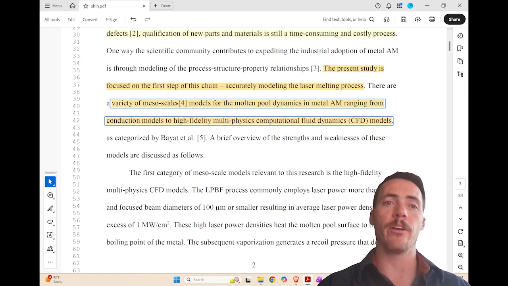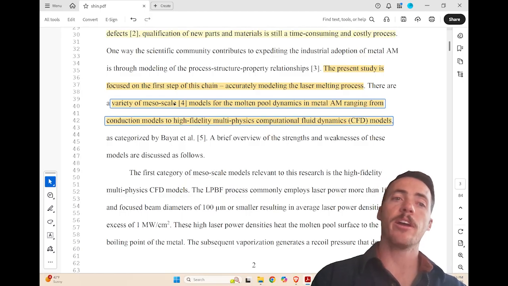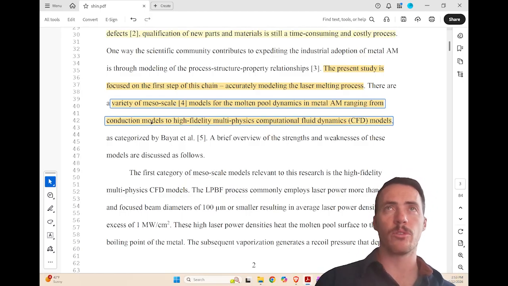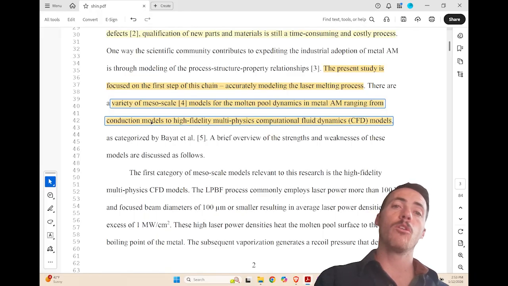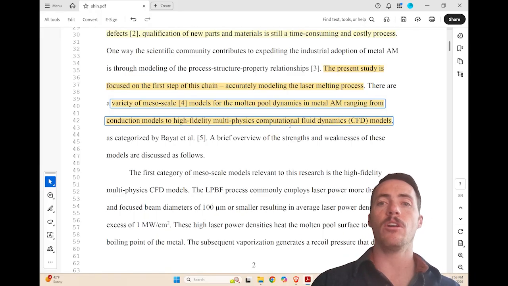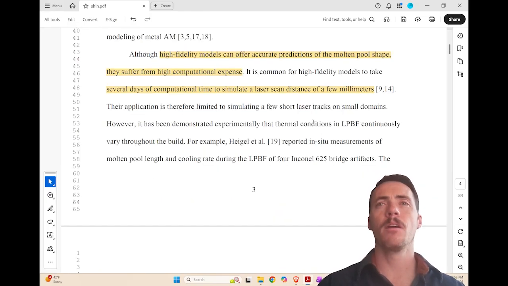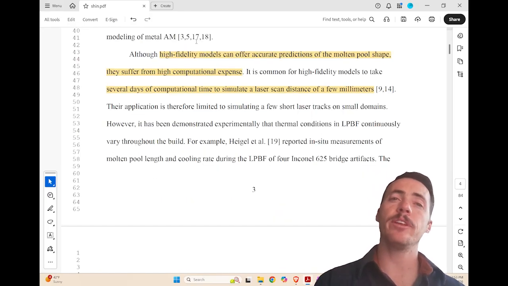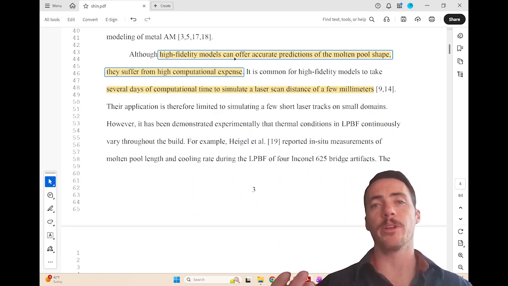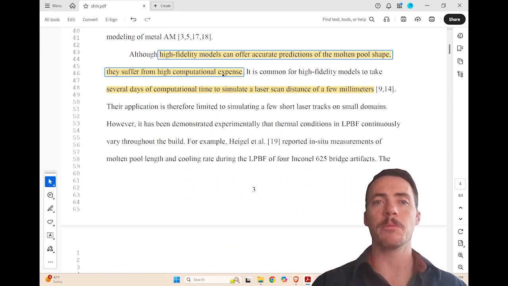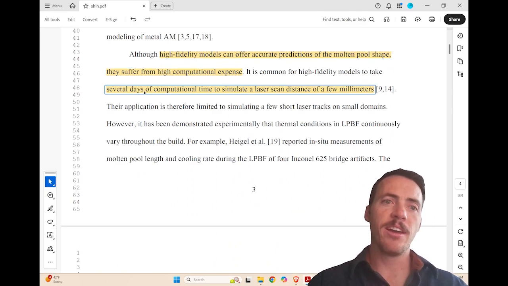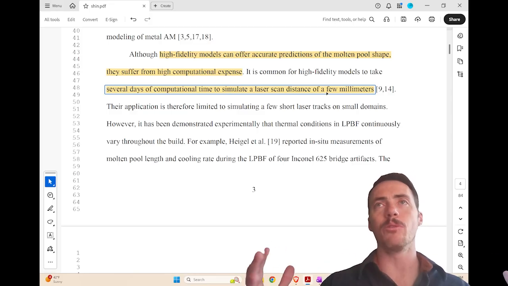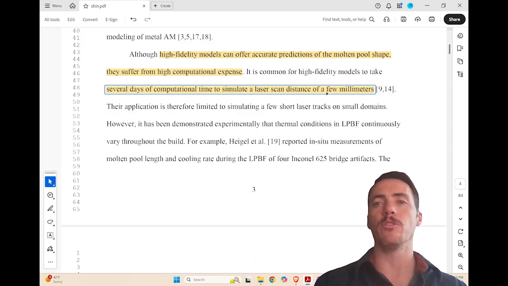For example, the authors point out that there have been mesoscale models, right? Ranging from conduction models, which are on the low computational end, all the way to the high fidelity, high computation end of computational fluid dynamics models, and everywhere in between. So the trade-off here is that these high fidelity models offer more accurate predictions, but they come at extreme cost. Just to put it in perspective here, it can take several days of computational time to simulate a laser scan distance of only a few millimeters. So you can't really do the whole part, let alone anything beyond a few millimeters.